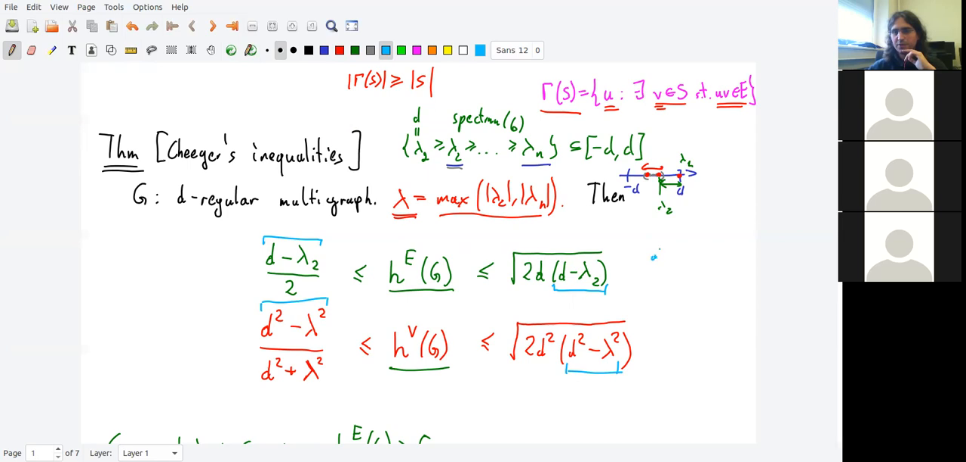Yeah, so the absolute spectral gap is d minus lambda, and the spectral gap is d minus lambda 2. Good. So this is what we ended up with during the last lecture.